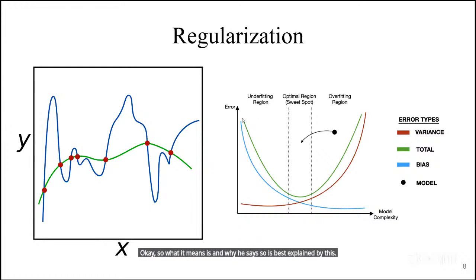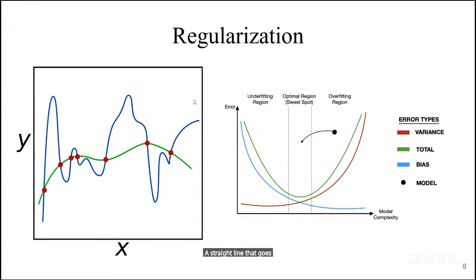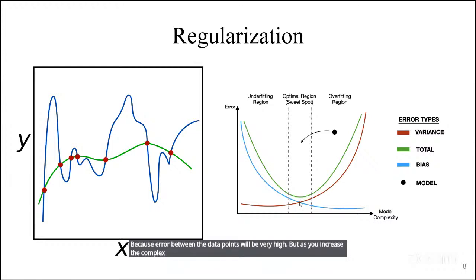Look at the blue curve. When your model complexity is very low, what can the model be? A straight line. If you just try to fit a straight line that goes from this point till this point, it also explains the data set, but it does not best explain the data set. So when the model complexity is very low, your error can be very high, because the error between the data points will be very high. But as you increase the complexity of the model, the error also starts reducing.